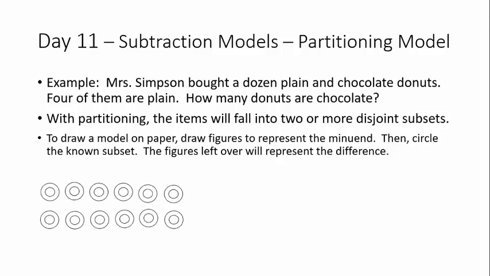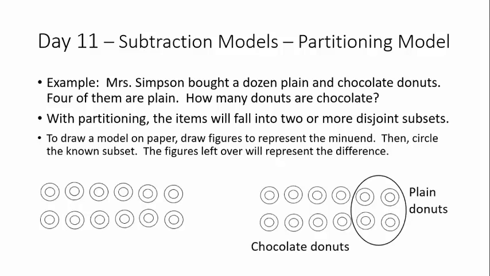To draw a model on paper, draw figures to represent the minuend and circle the known subset. The figures left over will represent the difference. You can see here that I've drawn a circle around the plain donuts. So that means the ones left over are the chocolate donuts.